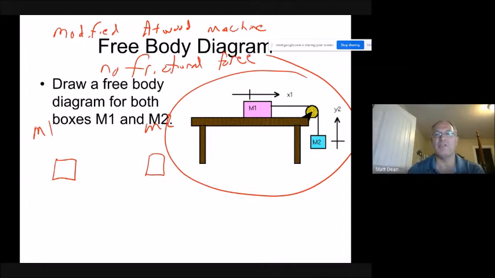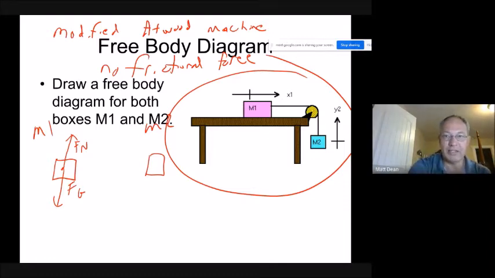So if that's the case for box M1, we have its weight acting down. We'll label that as F sub G. It's on a table, so it's being supported. Therefore, there's a normal force pushing up on it. And that normal force is the same magnitude as the weight. So we draw these two arrows, the up and down arrows, about the same magnitude.